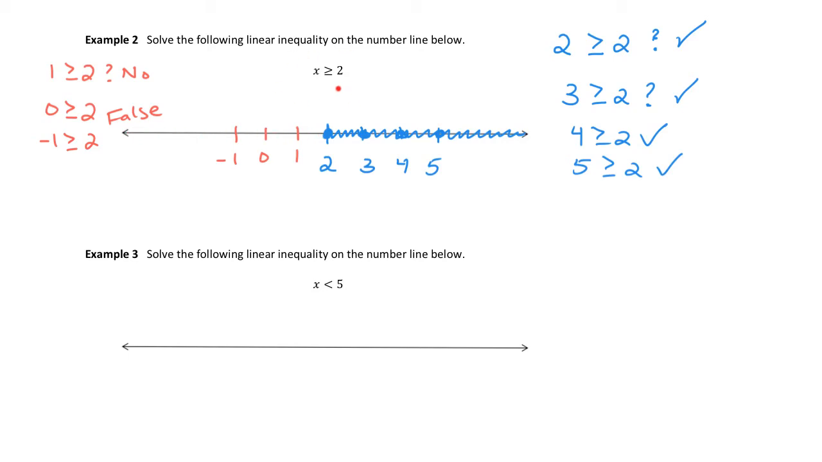The takeaway is mark 2. The equal sign means I shade this in. And greater than meant we're going on the right side of the number, not the left side.